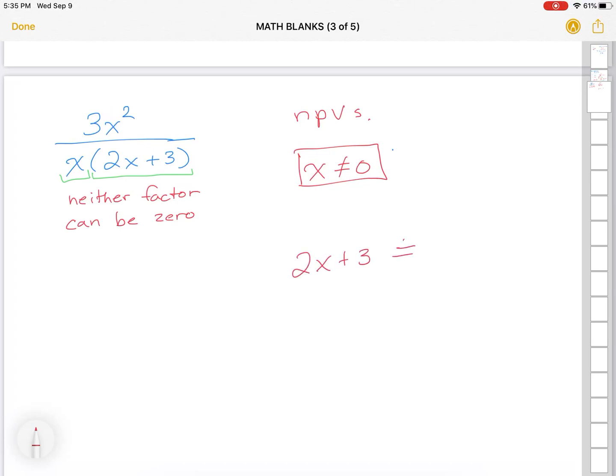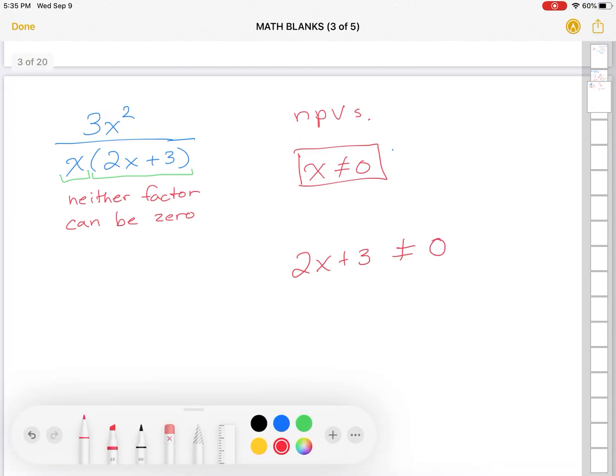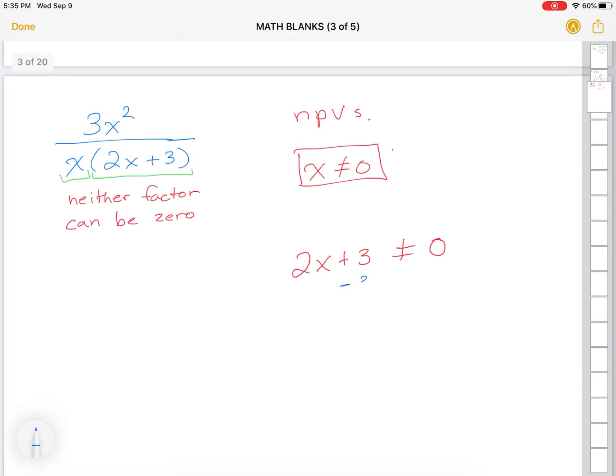Neither factor can be 0. So the x is easy, because we just say x can't be 0. That's one of our NPVs. For the other one, we have to set up that equation. So we do 2x plus 3 is not equal to 0.